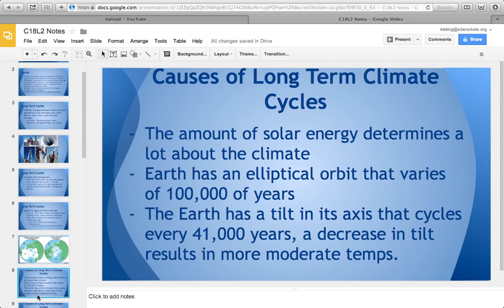Causes of long-term climate cycles. The amount of solar energy determines a lot about the climate. If you're getting more solar energy, you're going to have a warmer climate. Less solar energy, you're going to have a cooler climate.